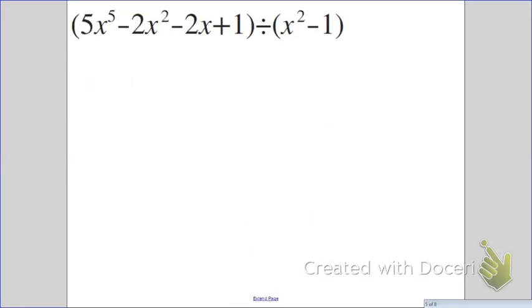This works even when we have something a little more complicated in the denominator, such as x squared minus 1. So let's go ahead and set this up again. We put the denominator outside the box and put the numerator inside.